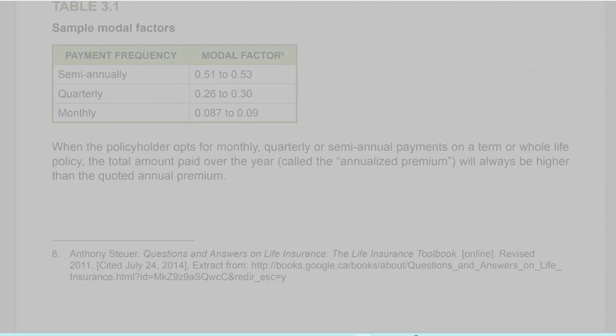Table 3.1. Sample modal factors. Payment frequency, modal factor: Annually, 1. Semi-annually, 0.51 to 0.53. Quarterly, 0.26 to 0.30. Monthly, 0.087 to 0.09. When the policyholder opts for monthly, quarterly, or semi-annual payments on a term or whole life policy, the total amount paid over the year, called the annualized premium, will always be higher than the quoted annual premium.